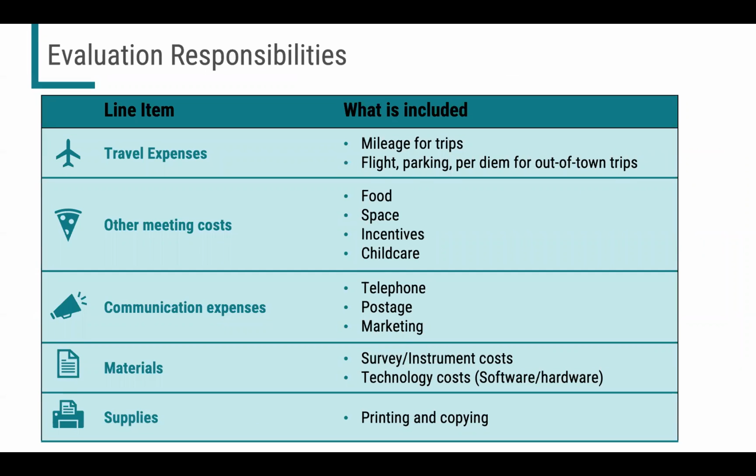So some evaluation responsibilities to consider line item wise are travel expenses, which could include mileage for trips, flight, parking, per diem for out of town trips, other meeting costs, food, space, incentives, childcare. If you're having some sort of focus group, you might need some of these things included in order to gather data and information. Communication expenses, including telephone, postage, and marketing, different materials such as survey instruments or technology costs.